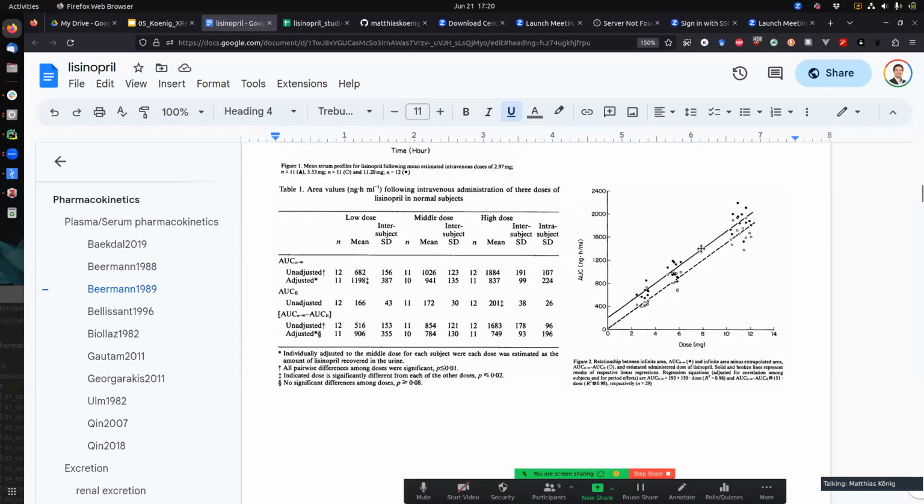Here, some data about AUC dependency on the dose. And if this is on a straight line, this is pretty good. And then this is similar to the curves we showed before. So the area under the curve is really how much area you have under this lisinopril curve. And this scales basically linearly.